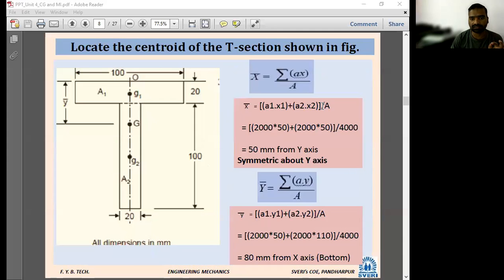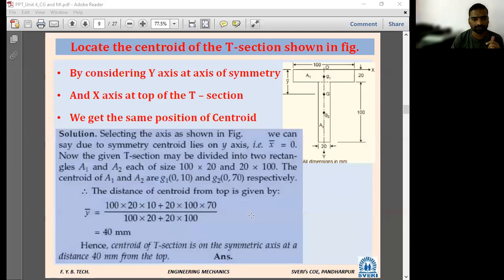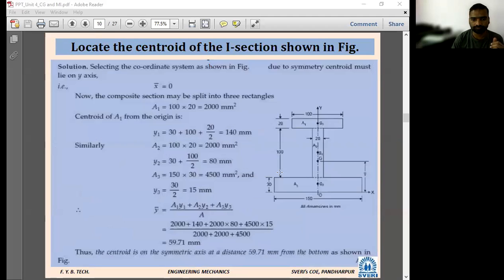So this is a T section. He has taken it like this. This is one T section. You can try all these examples this way. There is an I section. So see, all of you, is it audible? Yes, sir. Now see, is it symmetrical about the x-axis?